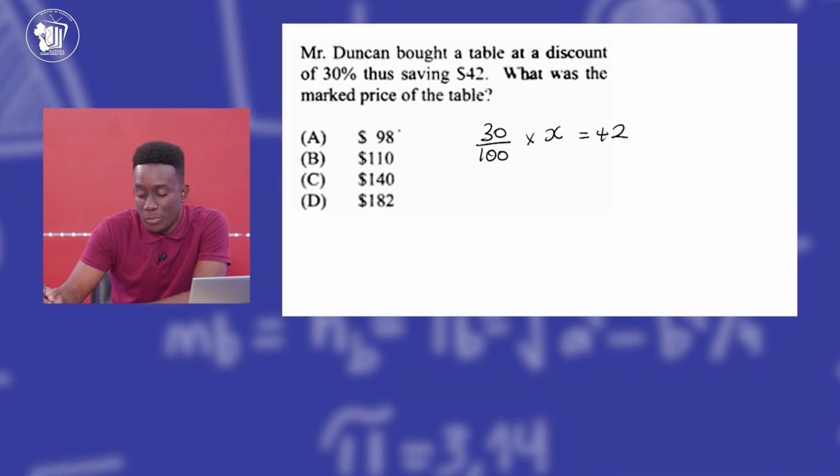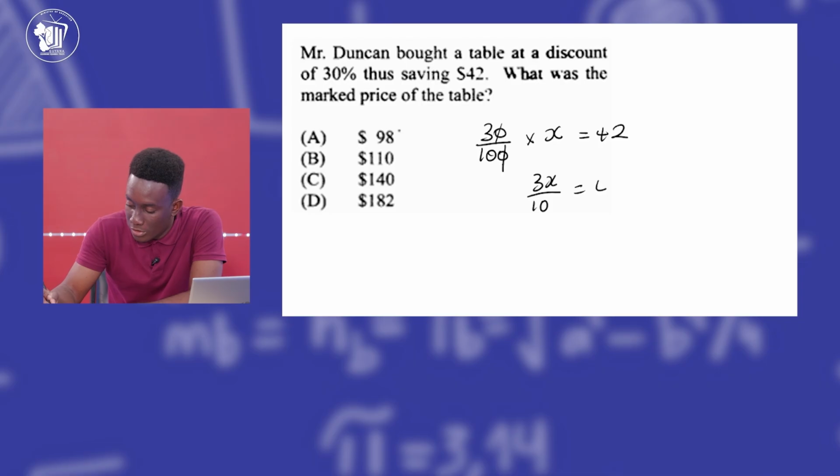So we know 30%, so we start over 100 of, and we don't know the cost of the table. And we saw that the discounted price was $42. So we can come up with a little algebraic equation. So this 0 go with that 0. 3 times x would be 3x over 10 is equal to 42. So we can just solve for x, which will give us the marked price on the table. So 3x would be equal to, this 10 is dividing, take it over, multiply. 42 multiplied by 10 would be 420.